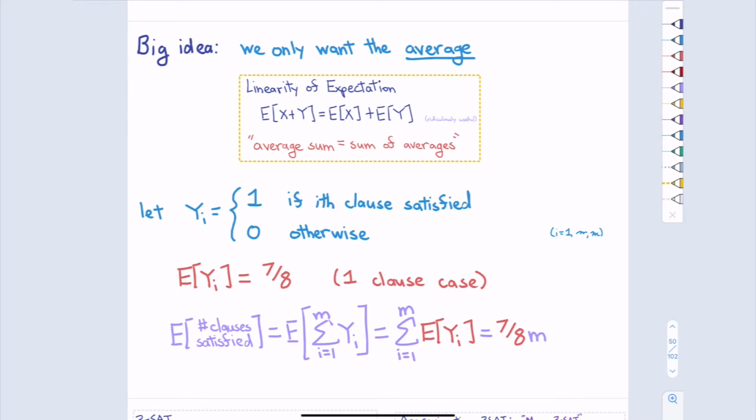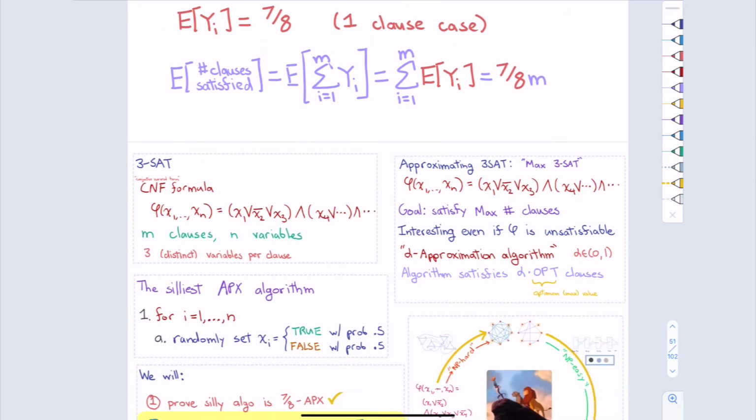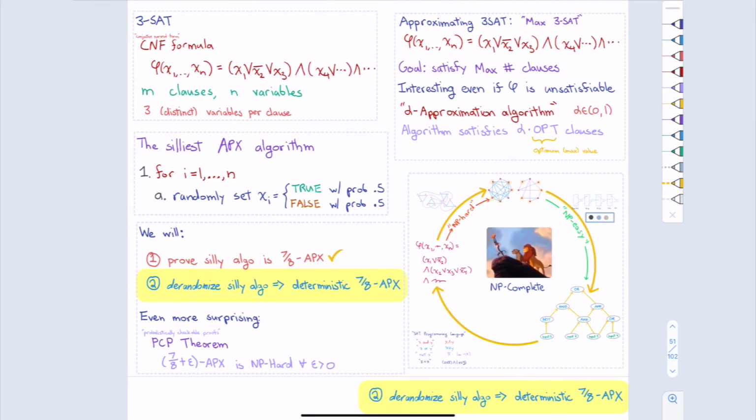So it's actually quite easy to analyze, and has nothing to do with all the complicated ways the clauses are related. That's it. Okay, fine. That's the random algorithm. You get 7/8. In hindsight, it's quite easy. You need linearity of expectation, or else you're screwed.